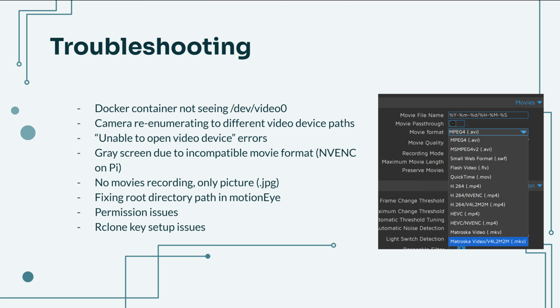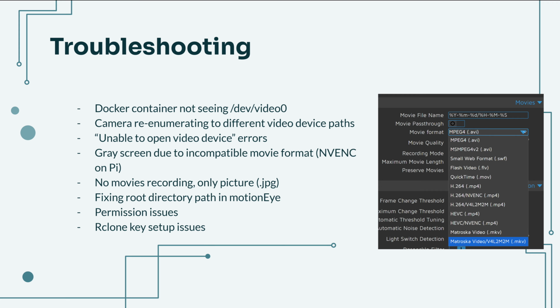One of the earliest problems was that the camera randomly switched device numbers. Sometimes it would show up as /dev/video0 and other times as /dev/video1. This completely broke MotionEye because the container was only mapped to one of them. I used v4l2-ctl --list-devices to figure out exactly which device belonged to the camera, and once I understood how Linux assigns video devices, it made sense.